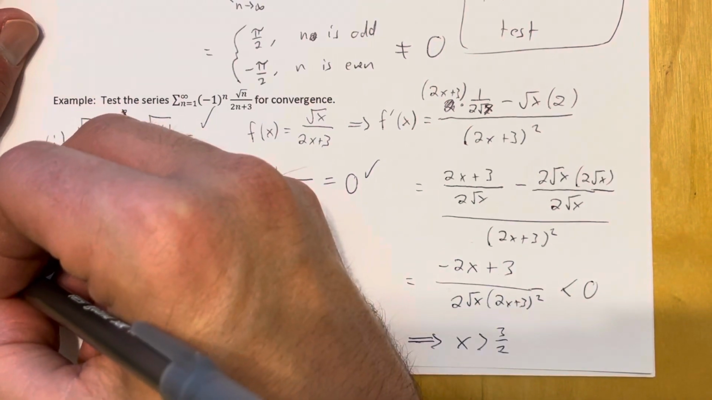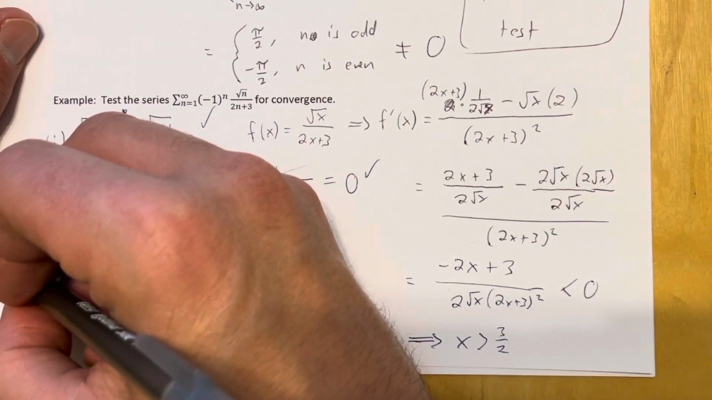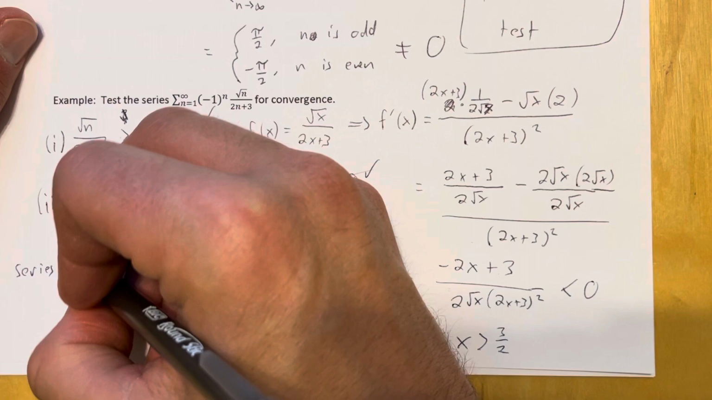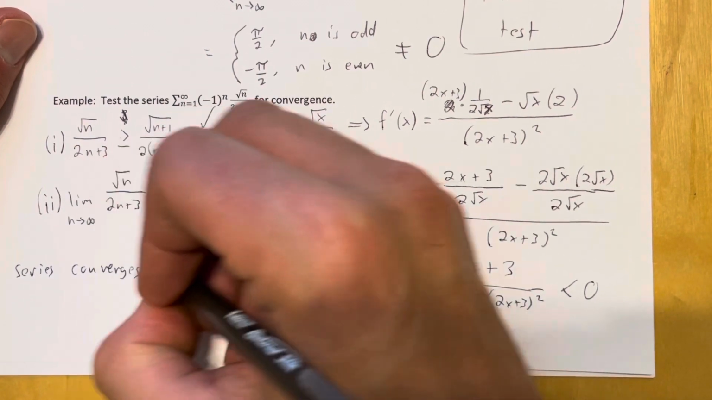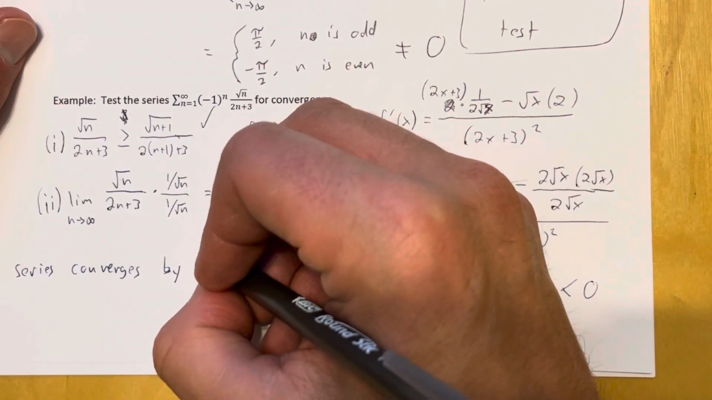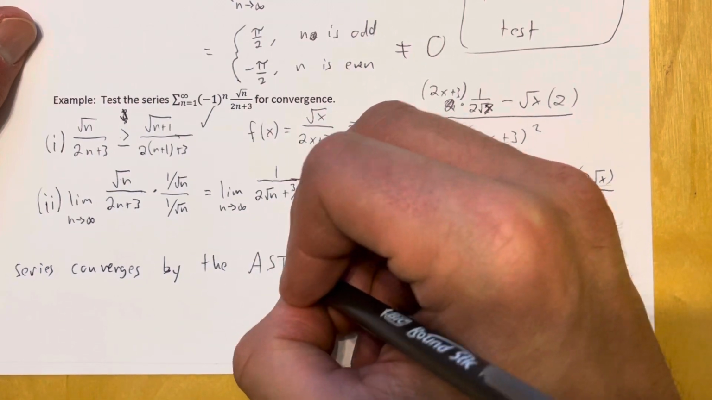So we have both conditions in place. I can say that this series converges by the alternating series test.